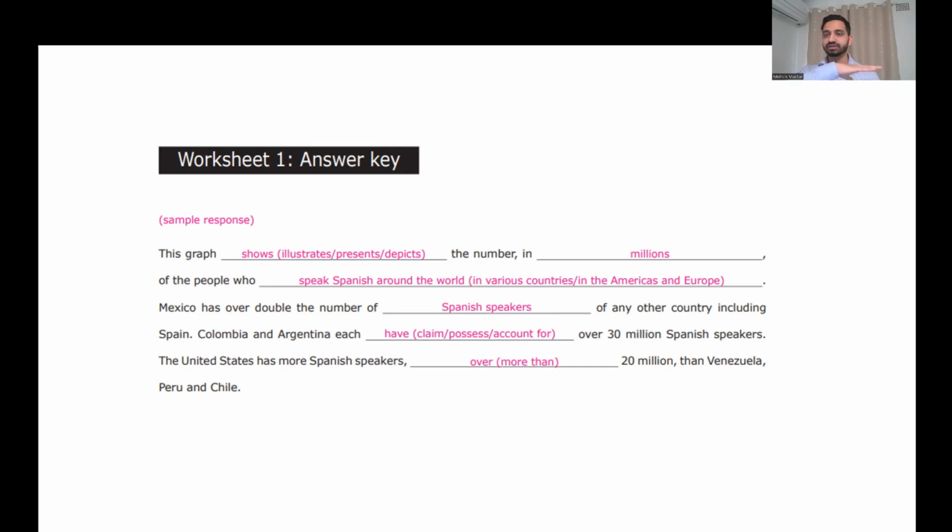Mexico has, if we're starting with the largest point here, Mexico has over double the number of Spanish speakers of any other country, including Spain. So you made a point that Mexico has the largest population of Spanish speakers. Colombia and Argentina each have, or these are some verbs that you can use as well, have, claim, possesses, account for over 30 million Spanish speakers. The United States, that's a remarkable fact. The United States has more Spanish speakers, over 20 million or more than 20 million, than Venezuela, Peru, and Chile.